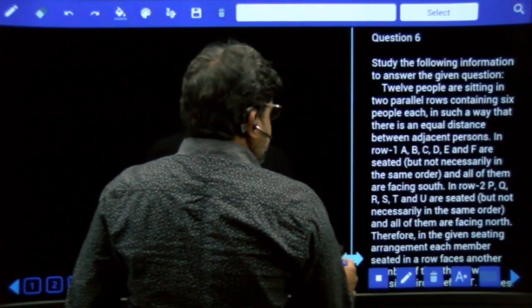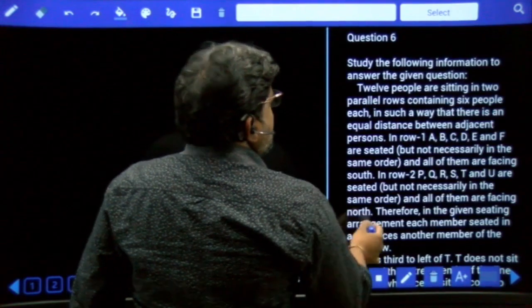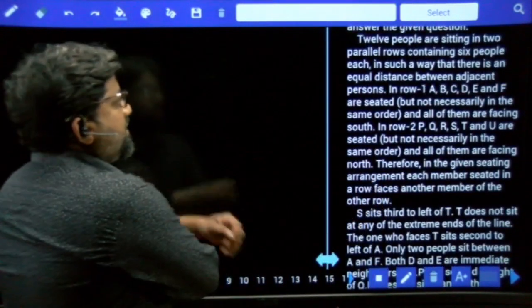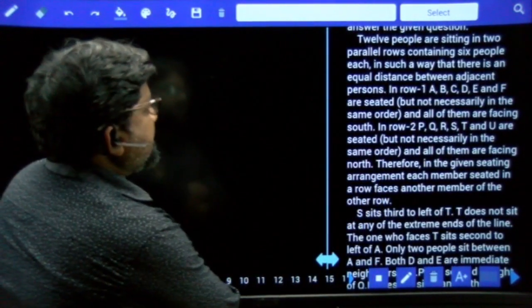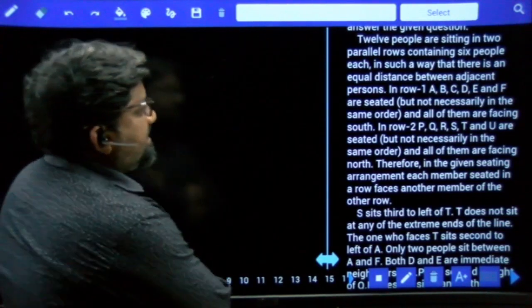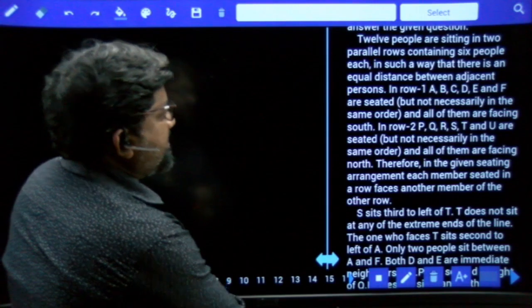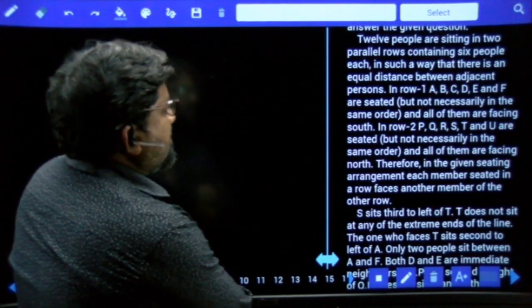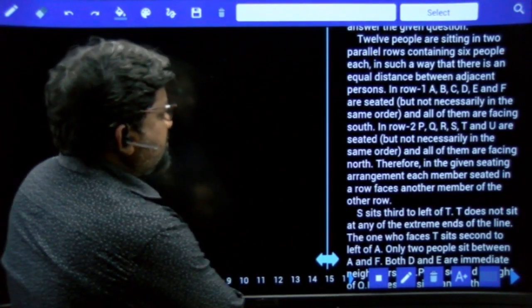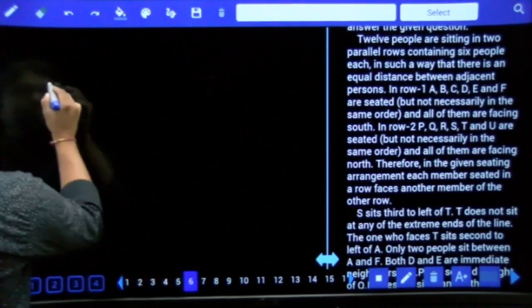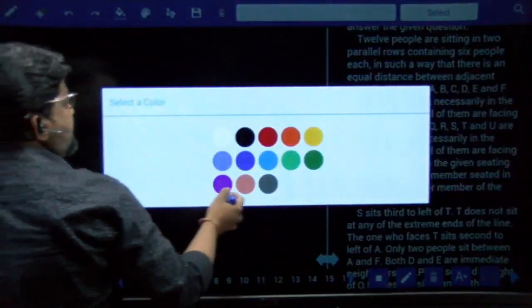What's going on with the 6th question here? Chalo. 12 people are sitting in 2 parallel rows containing 6 each in such a way that there is an equal distance between adjacent persons. In row 1, A, B, C, D, E, F are seated but not necessarily in the same order. All of them are facing south. So row 1, A, B, C, D, E, F.